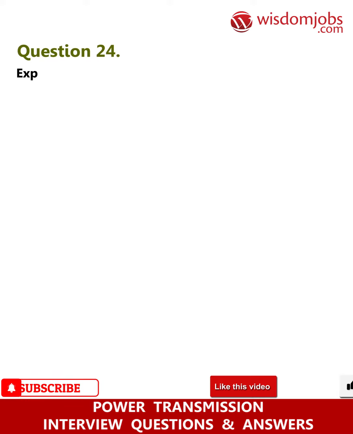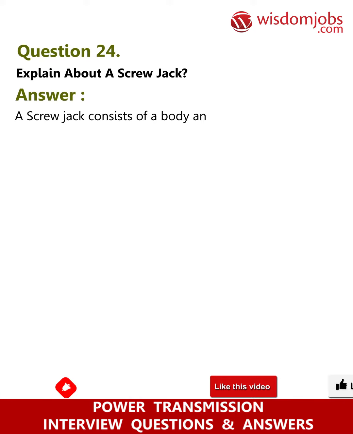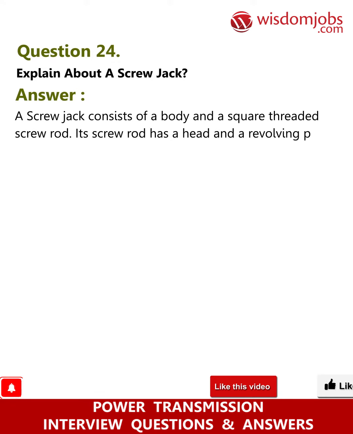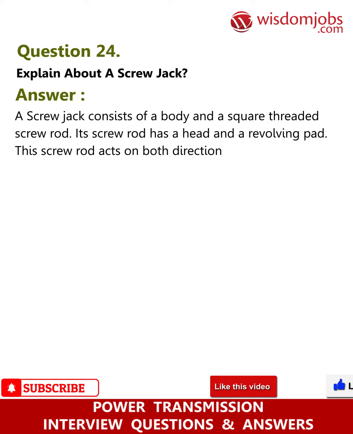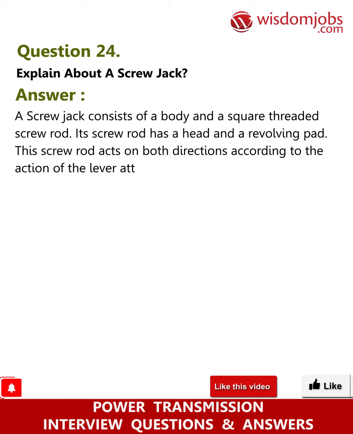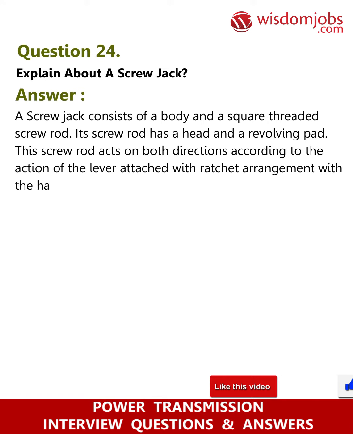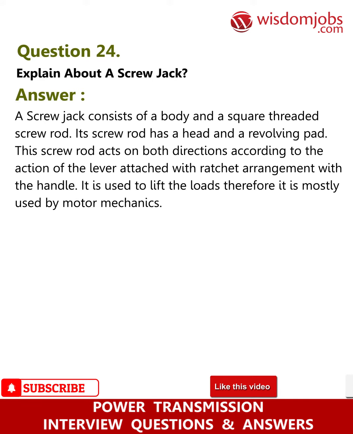Question 24. Explain about a screw jack. Answer. A screw jack consists of a body and a square-threaded screw rod. Its screw rod has a head and a revolving pad. This screw rod acts in both directions according to the action of the lever attached with ratchet arrangement with the handle. It is used to lift loads, therefore it is mostly used by motor mechanics.